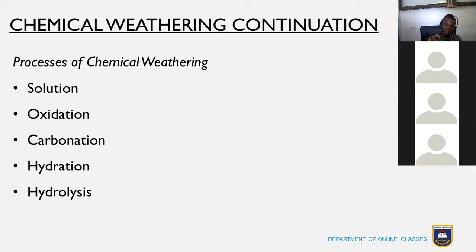Hydrolysis. Let me be quick to mention that hydrolysis is the most important chemical weathering process. When you are looking at chemical weathering, hydrolysis is the most important process of chemical weathering. So you need to take note.